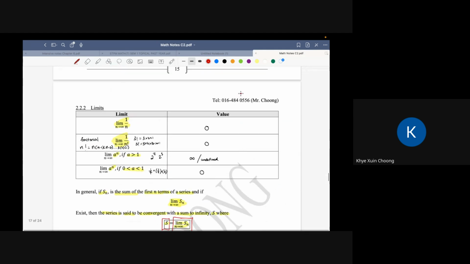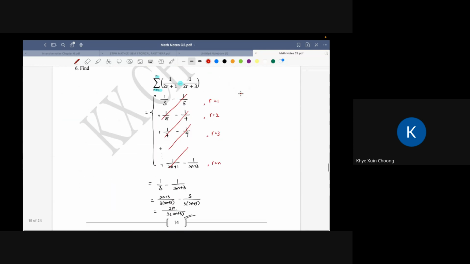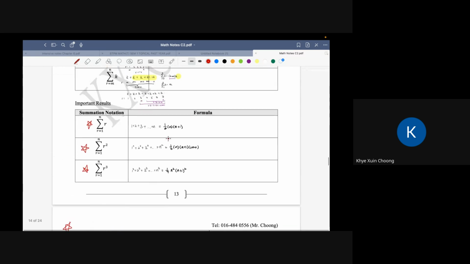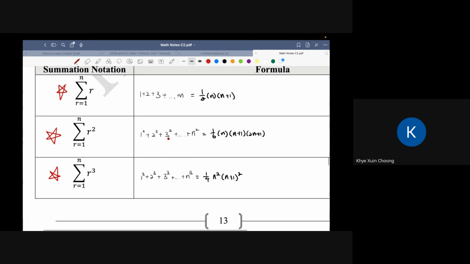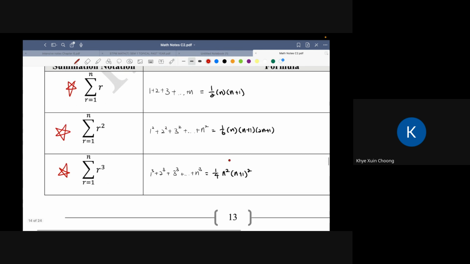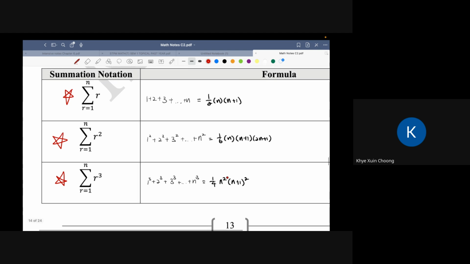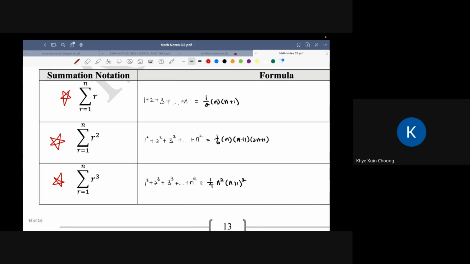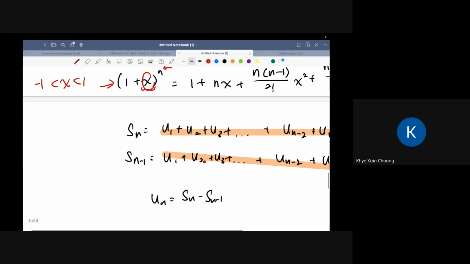This one, the formula is this. Okay. If you didn't remember this formula, you might not be able to solve this. So the formula for the sum of r equals 1 until n is half of n times n plus 1. Sum of r square should be this one. Sum of r cube should be this one. You all should memorize this formula. If you didn't memorize, you will not be able to do this.